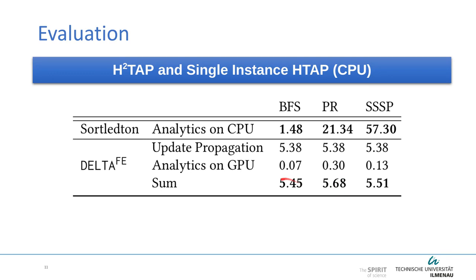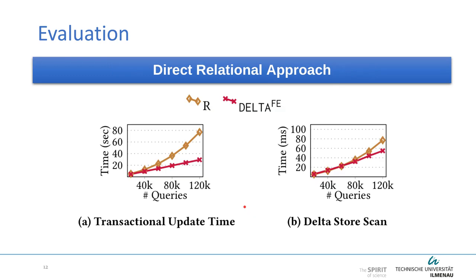But for shorter running queries like BFS, the single instance outperforms our approach, because the performance difference you get between GPU and CPU is not much to warrant update propagation. And lastly, we also compared with a direct translation of existing relational approaches for graphs. We just directly translated them for graphs, and we can see our approach also outperforms a direct translation of existing relational approaches to graphs.